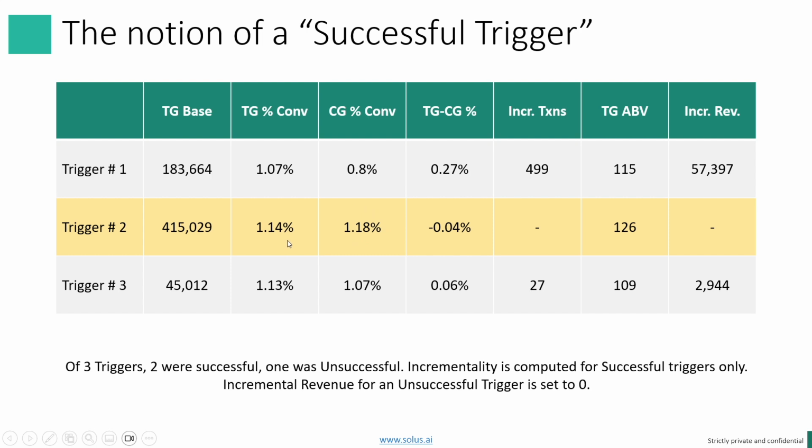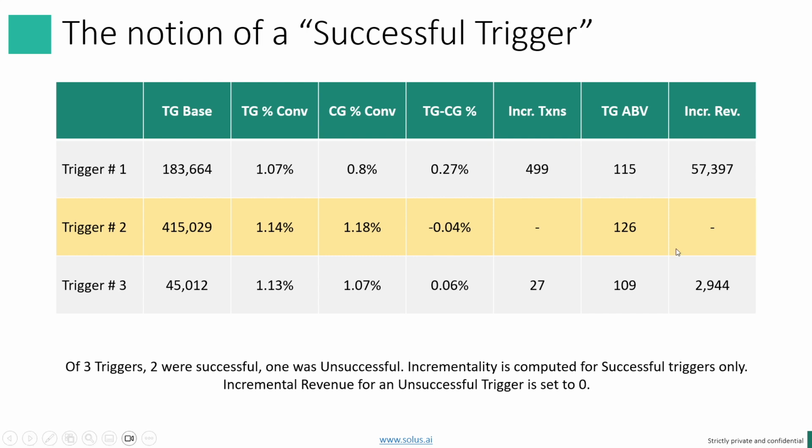So the notion of a successful trigger is if the CG percentage conversion is higher than the TG percentage conversion, that's an unsuccessful trigger, and you set the incremental revenue for that trigger to 0. And this really comes from a place that by sending out the campaign, you're not actively dissuading customers from coming to you, so you can't have a negative incremental revenue. If the trigger has not worked, that's zero incrementality, is the thinking behind this way of looking at incremental revenue.